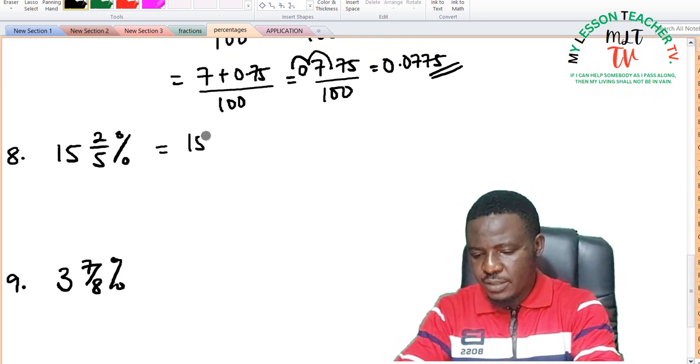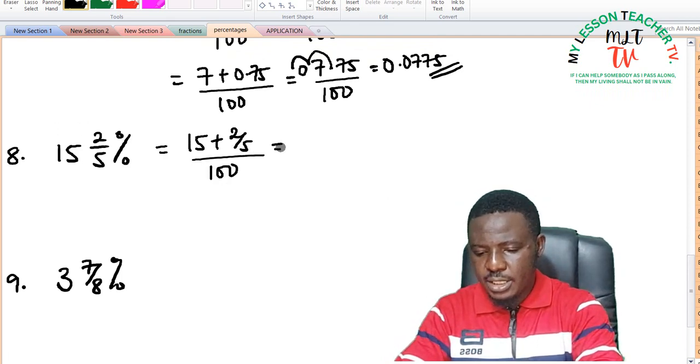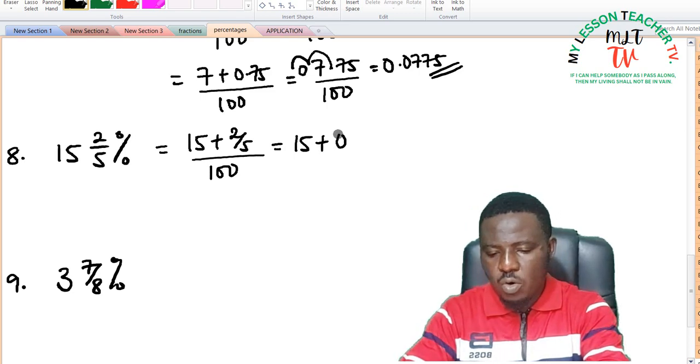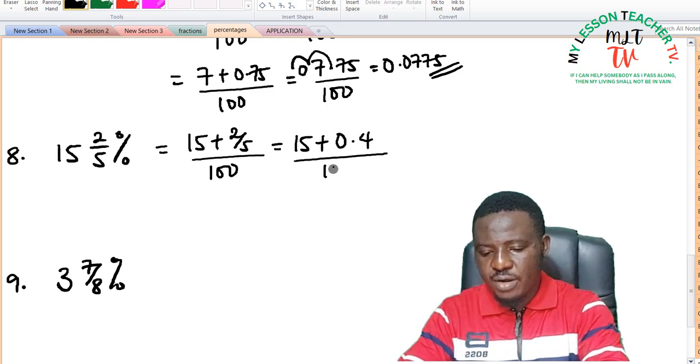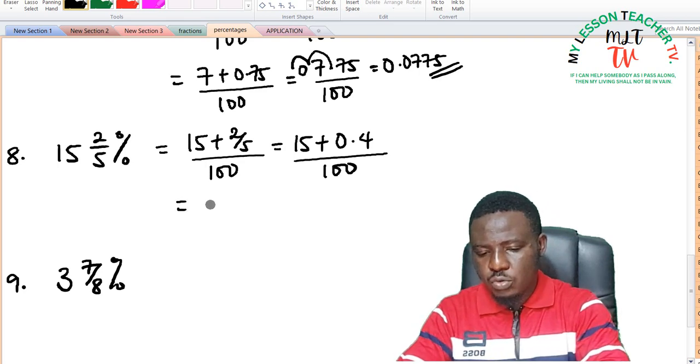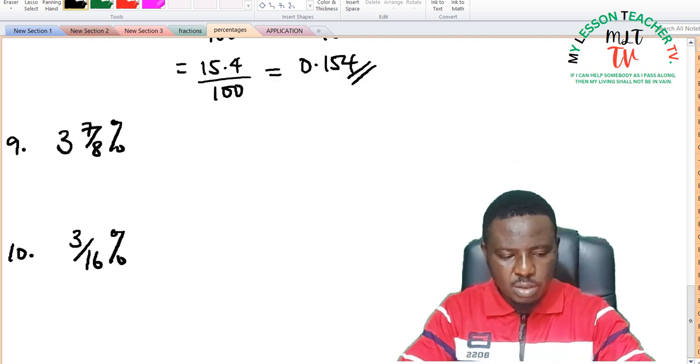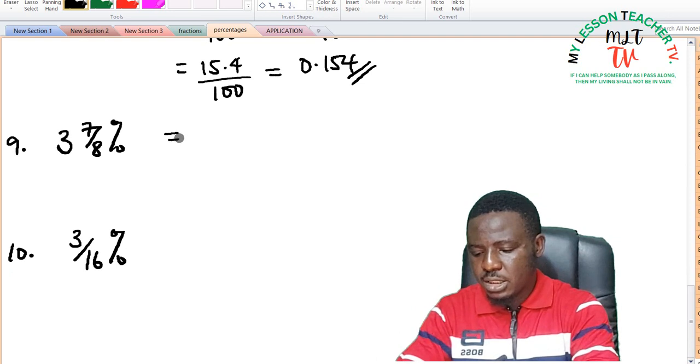Question number 8, we have 15 whole number 2 over 5. So this can be said to be 15 plus 2 over 5 divided by 100. This is equal to 15 plus 2 divided by 5 is said to be 0.4. You can also confirm. So 0.4 divided by 100. This is equal to 15.4 divided by 100, which is equal to 0.154 as a decimal.